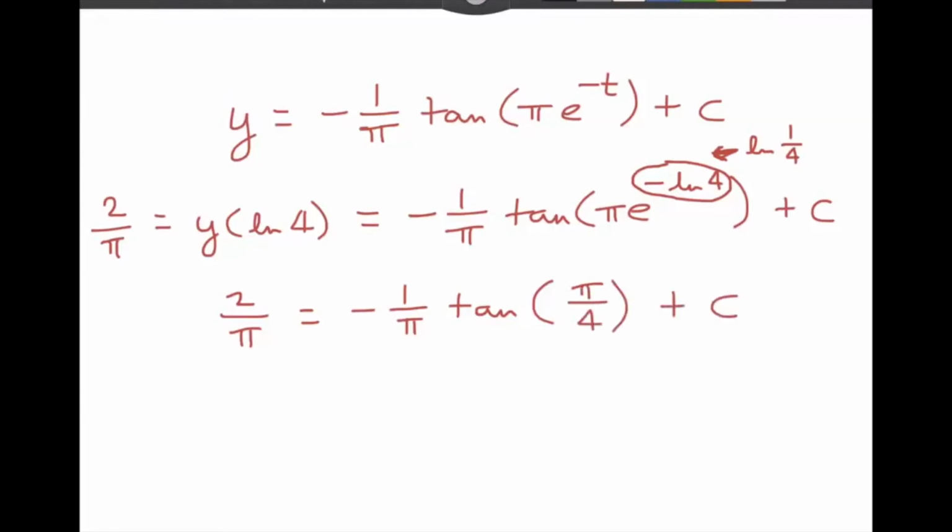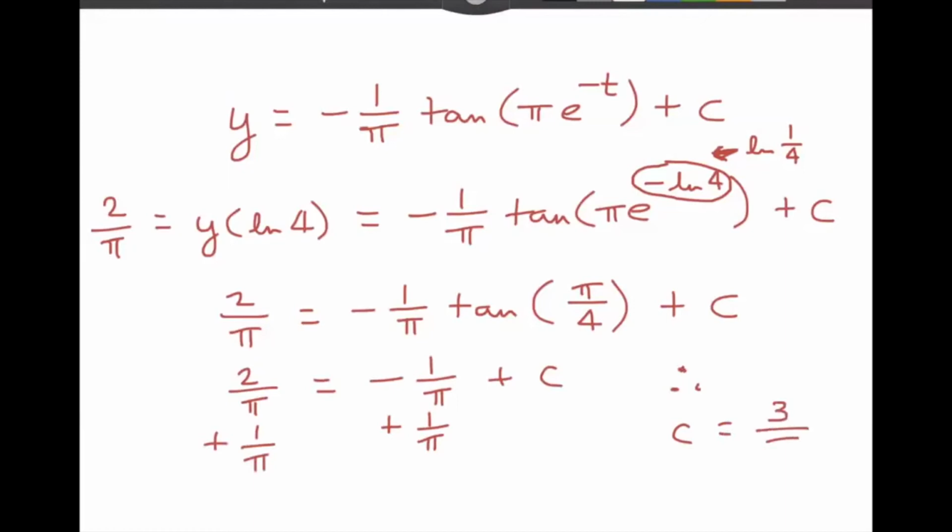What is the tangent of pi over 4? The tangent of pi over 4 is 1. So we have 2 over pi is equal to negative 1 over pi plus c. That must mean c is 3 over pi. All right, so let's write our final answer.